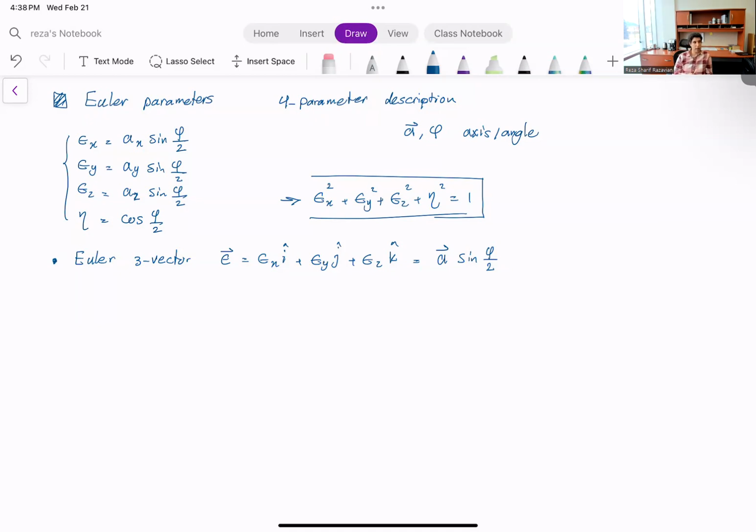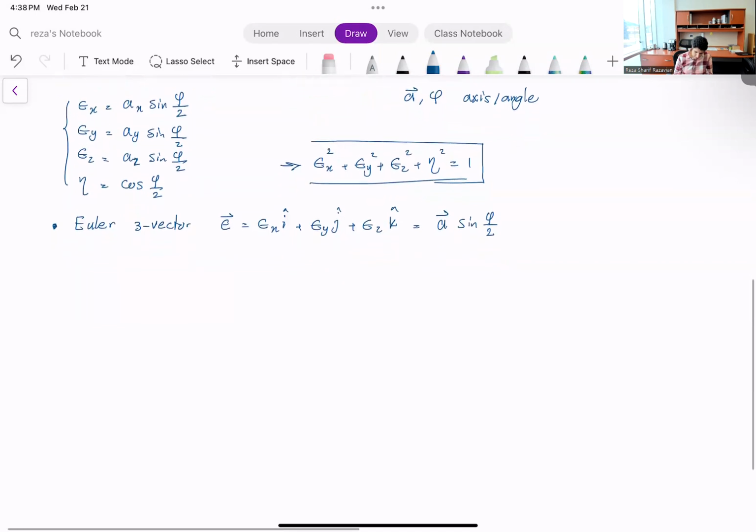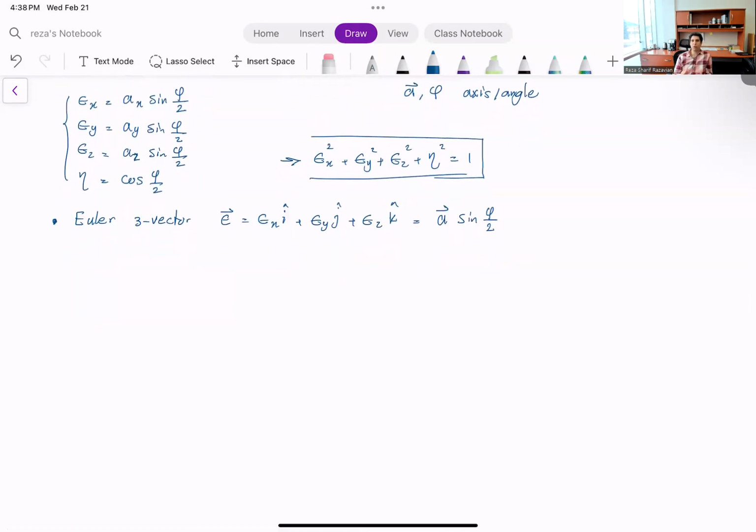And because of this kind of definition, it doesn't have that ambiguity in defining a if there's no rotation either. If your angle of rotation is 0, you can, without any other assumption, fully define these epsilons and eta. So Euler parameters are a nice twist to the same concept to make it better behaved.